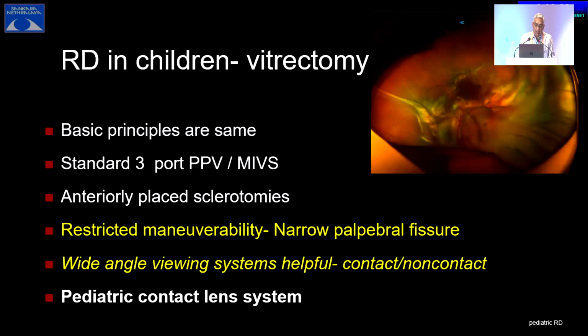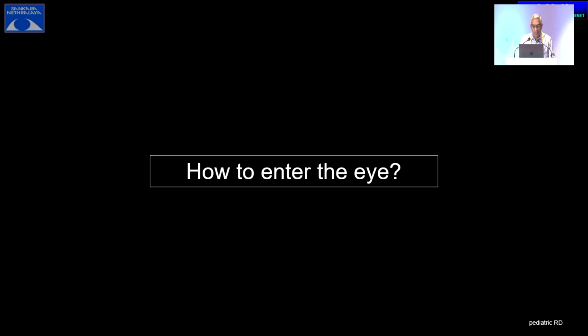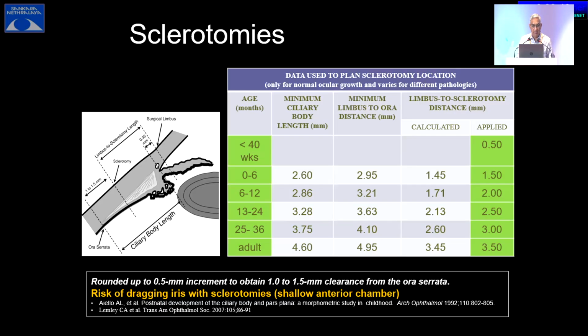Again, the basic principles are the same, but what we understand here is that the sclerotomy needs to be placed anteriorly, and since the palpebral fissure is narrow, your maneuverability is restricted. A wide-angle visualization system is very, very helpful in dealing with these eyes. So when you look at the sclerotomy, this is a general guideline.